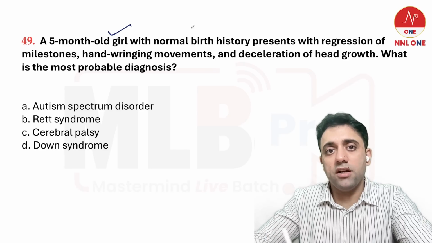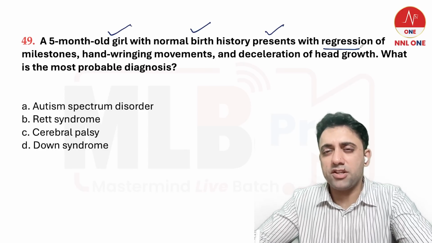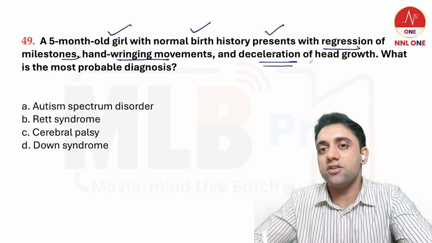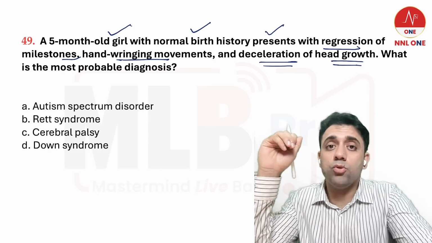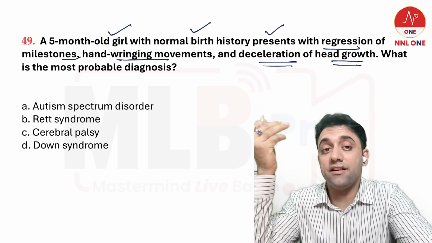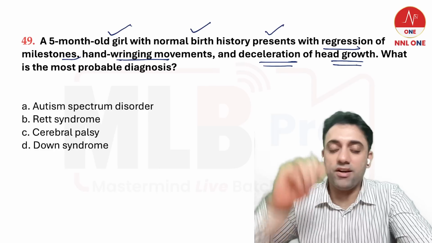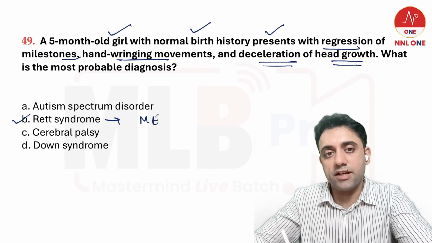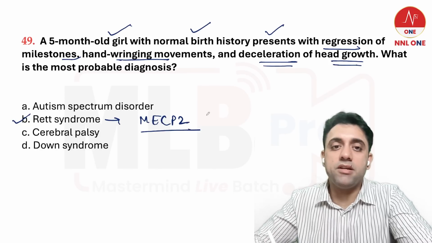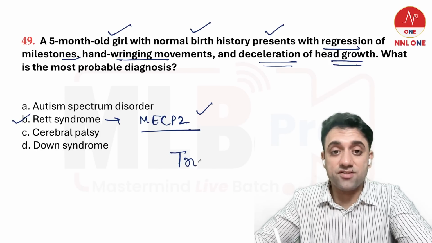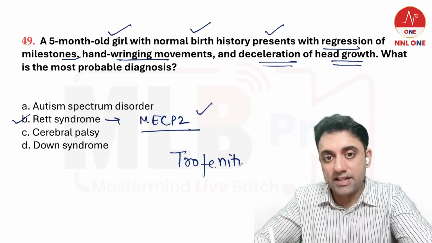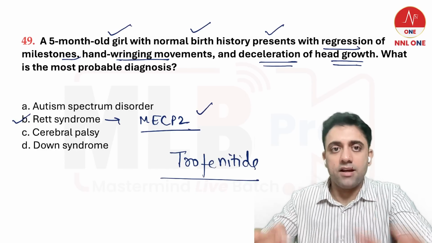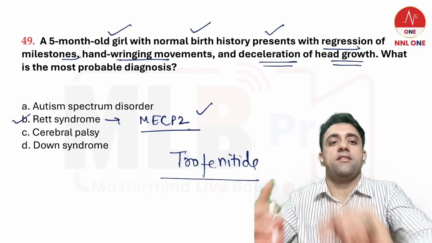A 5-month-old girl with normal birth history presents with loss of milestones, hand wringing movement and deceleration of head growth. Hand wringing movement, very simple, very nice. Where have you read hand wringing movement? Very importantly, we see hand wringing movement in Rett syndrome, and the gene mutation is MECP2. The latest drug we have is trofinetide. So all that is important. Hand wringing movement is Rett syndrome.